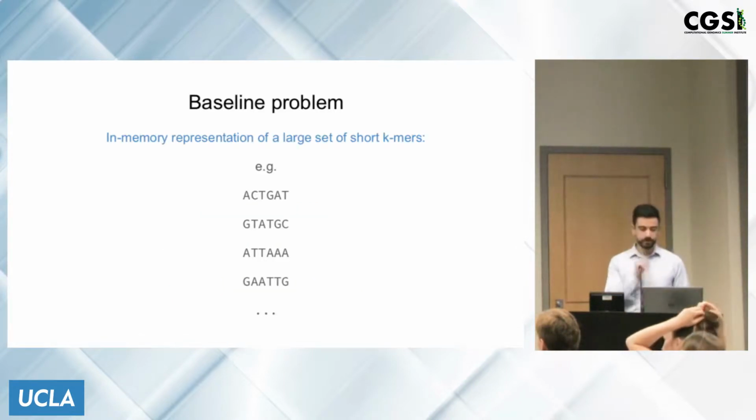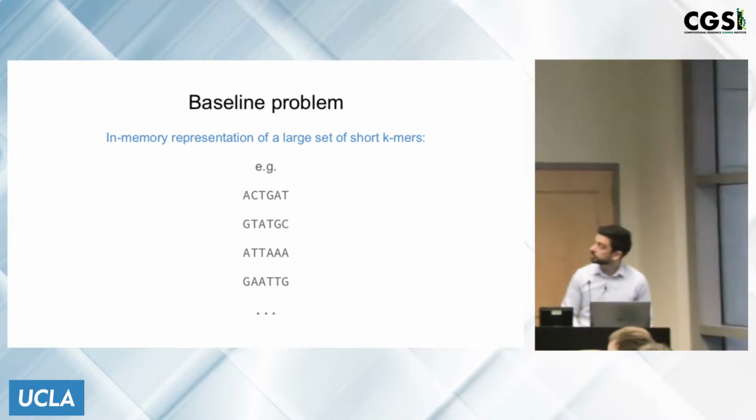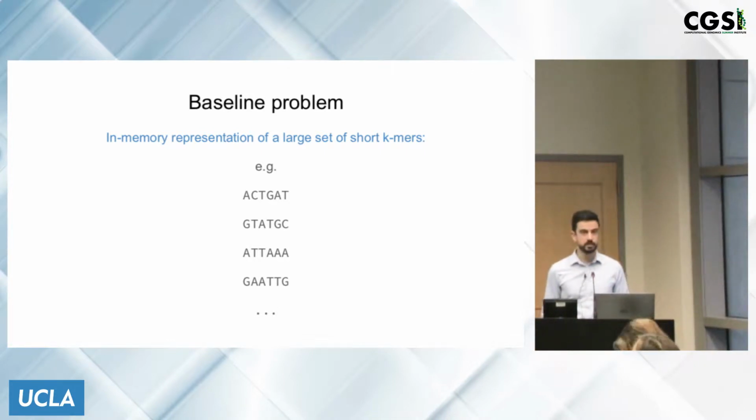Okay, so the baseline problem is the in-memory representation of a large set of short k-mers. And we will discuss a few other related problems on top of this one, but keep in mind that this is the basic setting that we will be considering. So you have a set of k-mers, and you want to find a way to represent them in memory, not on disk, and do operations on them that will lead to bioinformatics applications.